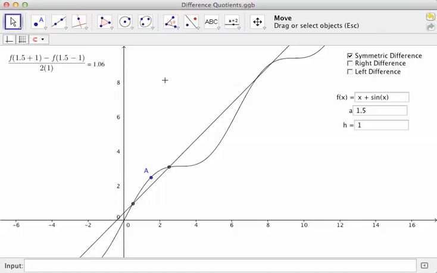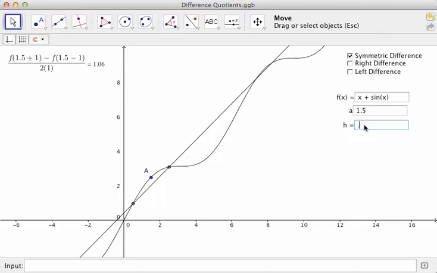One of the options that I have is a symmetric difference quotient. So what I'm doing is I've set h to be 1. So I'm moving 1 unit to the right of A, which gives me 2.5. And I'm moving 1 unit to the left of A, which gives me 0.5. And then I'm going to find the slope of the secant line, which is the line passing through these 2 points. And I'm just going to use that as an approximation. So you can say I get 1.06.